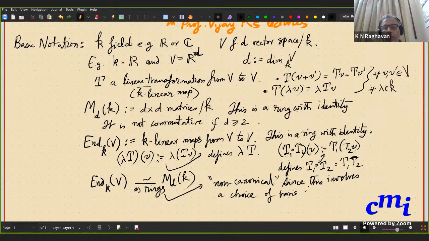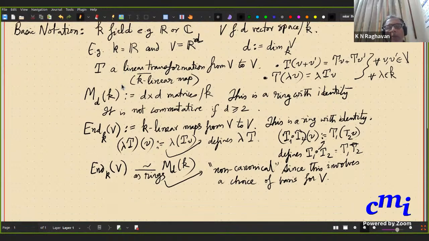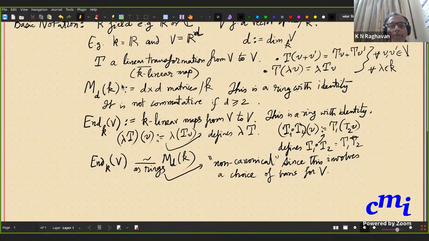So what I'm trying to refer to is the following. As we know, you've learned that if you have a linear transformation, you can associate a matrix with it. In general, if you have a linear transformation from V to W, and V has some dimension and W has some dimension, you can associate a rectangular matrix depending on the dimensions of V and W. Here, we have a linear transformation from V to V, so what we get is a D cross D matrix.